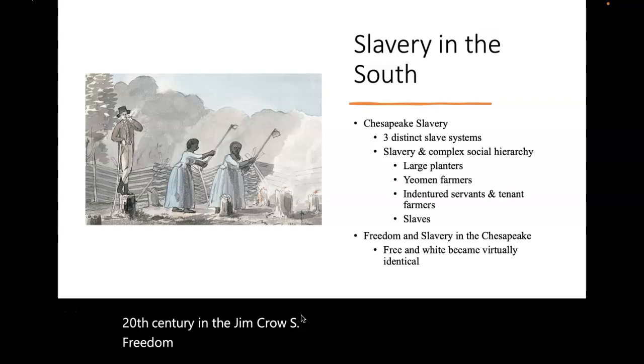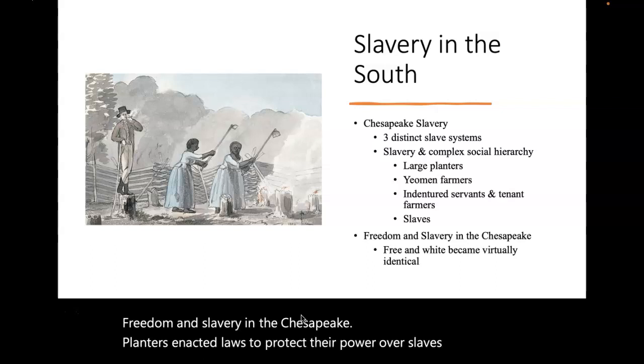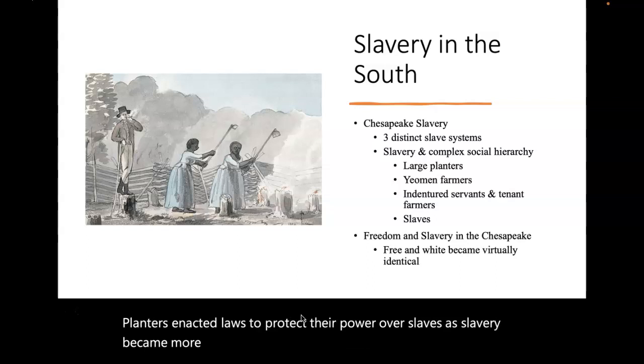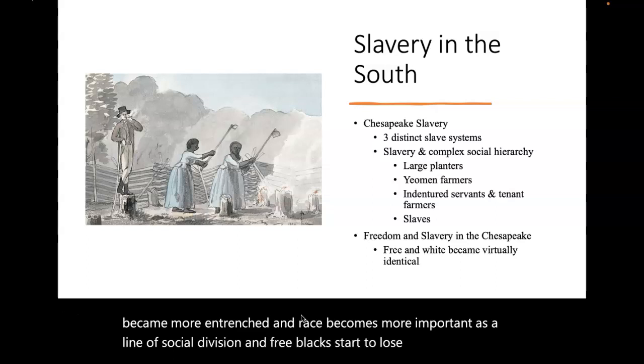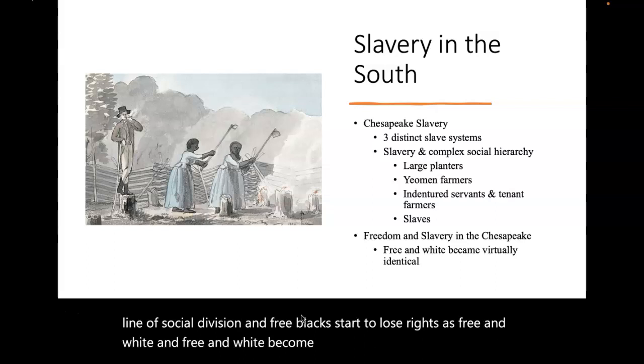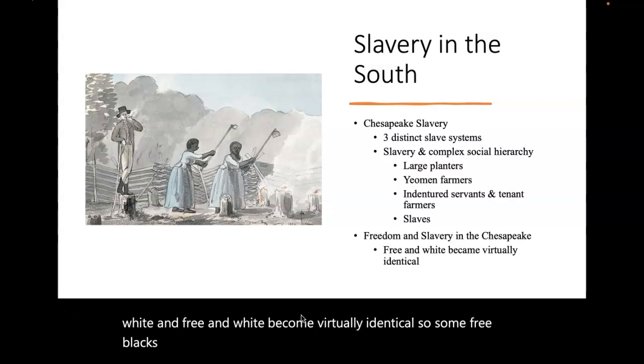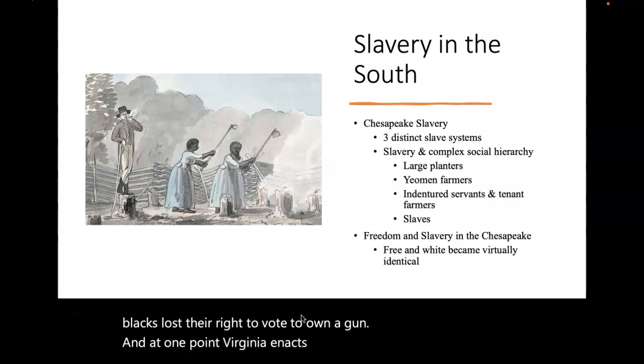Freedom and slavery in the Chesapeake. Planters enacted laws to protect their power over slaves as slavery became more entrenched. And race becomes more important as a line of social division, and free blacks start to lose rights as free, and free and white become virtually identical. So some free blacks lost their right to vote, to own a gun, and at one point Virginia enacts a law that requires freed slaves to leave the colony altogether.